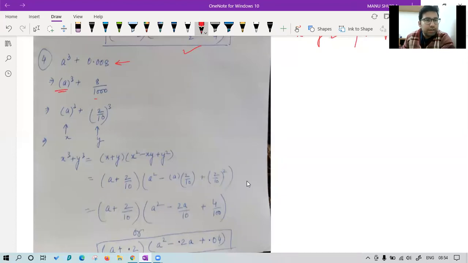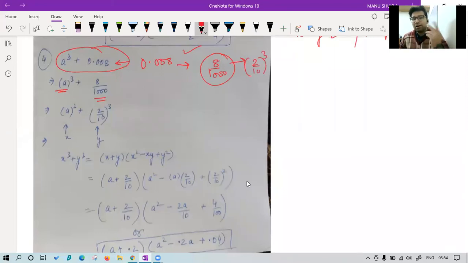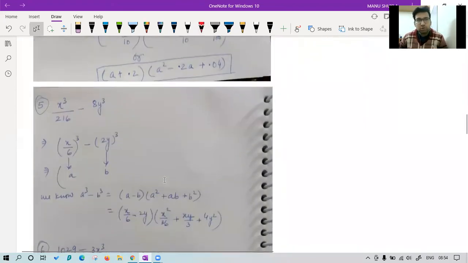About a cube. Okay, class, this one is a little bit tricky, but not that much. We know it is 0.008, it becomes 8 upon 1000, and we can say it is (2 upon 10) whole cube. And then the question is the same as the above question. Similar to the above question, we have discussed this one.